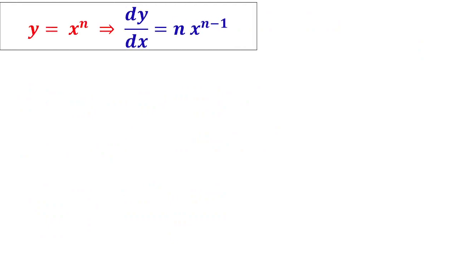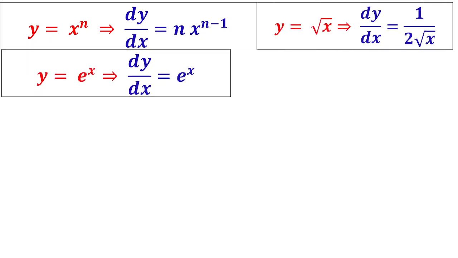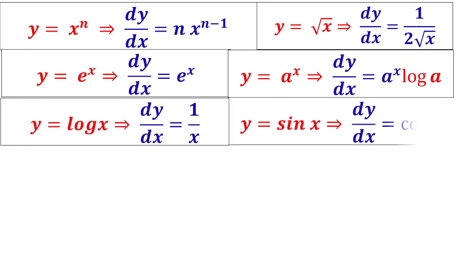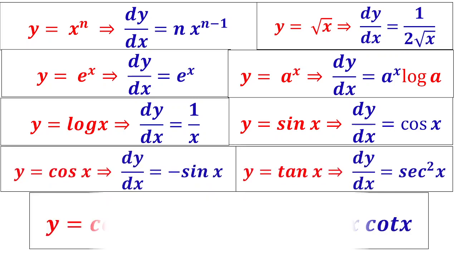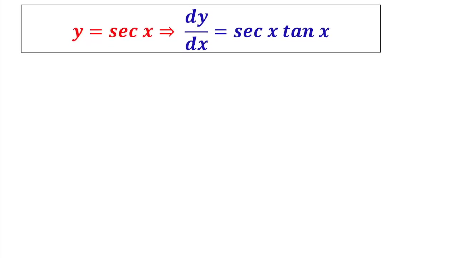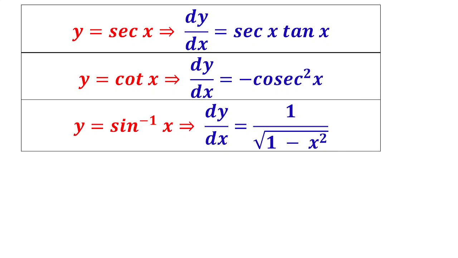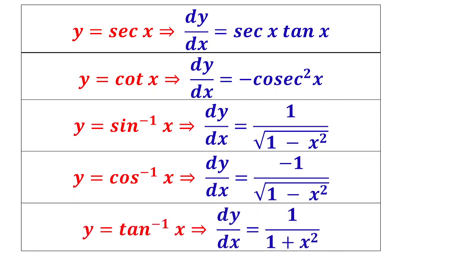Let us very quickly recollect the formulas of differentiation, which are very useful in doing problems. x power n gives n x power n minus 1, root x gives 1 by 2 root x, e power x gives e power x, a power x gives a power x log a, log x gives 1 by x, sin x gives cos x, cos x gives minus sin x, tan x gives secant square x, cosecant x gives minus cosecant x cot x, secant x gives secant x tan x, cot x gives minus cosecant square x, sin inverse x gives 1 upon root 1 minus x square, cos inverse x gives minus 1 upon root 1 minus x square, and tan inverse x gives 1 upon 1 plus x square.